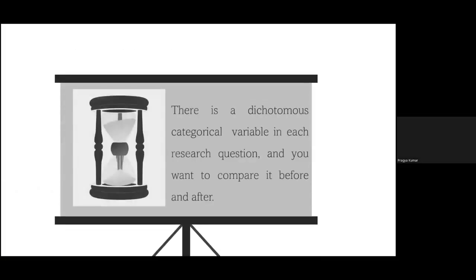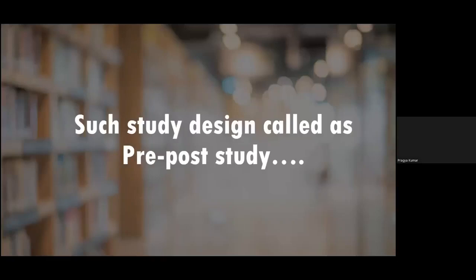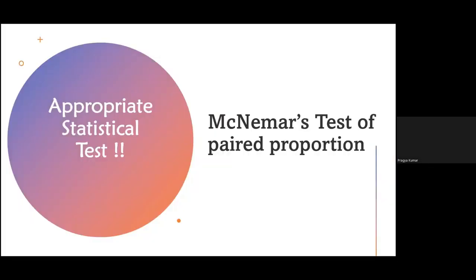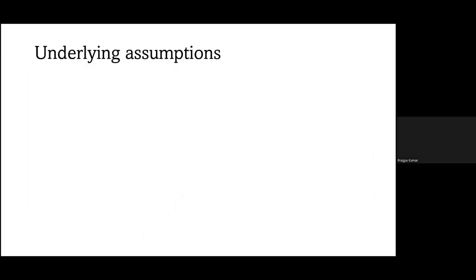So what have you observed? That there is a dichotomous categorical variable in each research question, and we want to compare it before and after. Such study designs are called the pre-post study, and the McNemar test of two proportions we use.